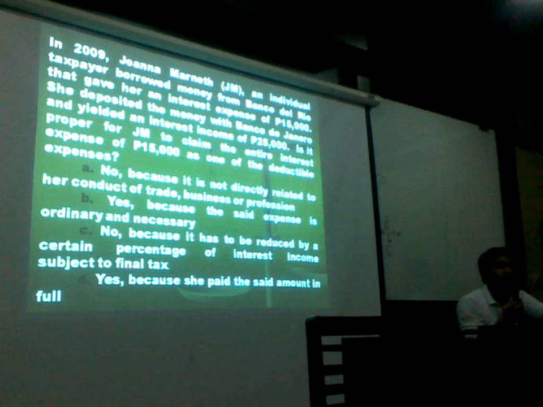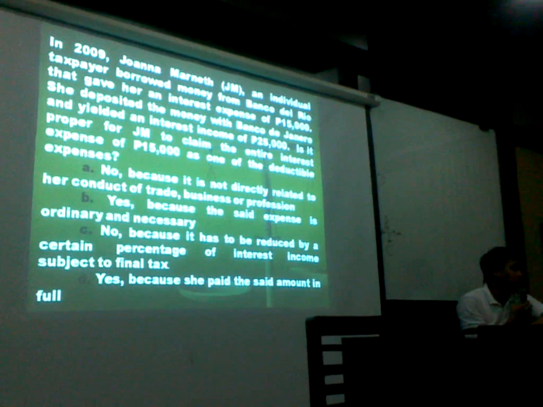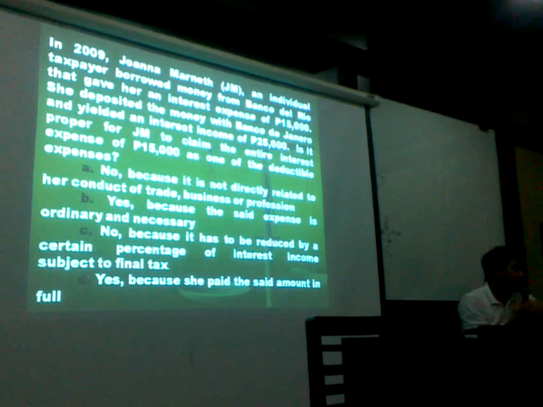Okay, this is an example, first example of analysis, meaning how do you apply particular provisions, concept, principles, or law to particular situations. So in this case, in 2009, JM, an individual taxpayer, borrowed money from Banco del Rio that gave her an interest expense of 15,000 pesos. She deposited the money with Banco de Janeiro and yielded an interest income of 25,000. Is it proper for JM to claim the entire interest expense of 15,000 as one of the deductible expense?